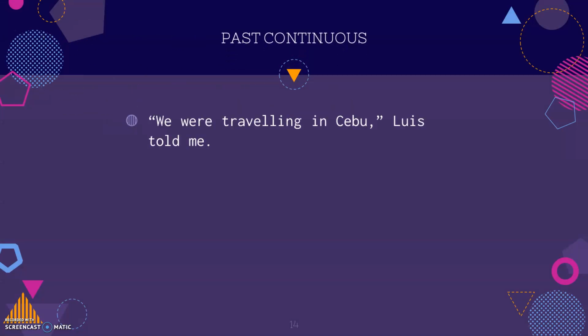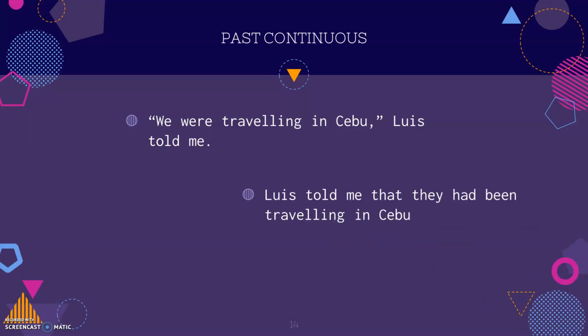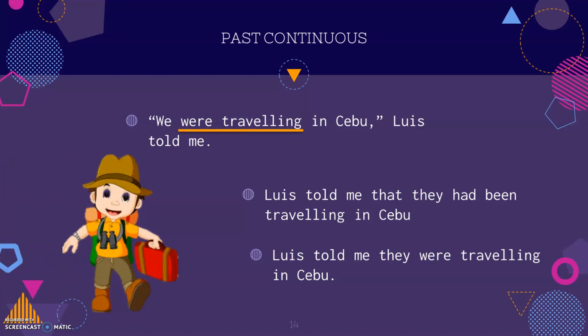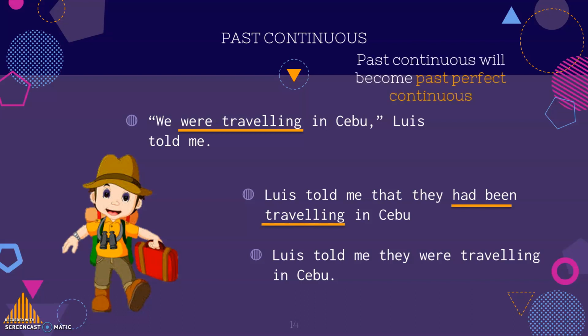For past continuous tense, "We were traveling in Cebu," Louise told me. This will be changed to "Louise told me that they had been traveling in Cebu." Or "Louise told me they had been traveling in Cebu." The verb were traveling is in the past continuous. This will be changed to had been traveling, which is in the past perfect continuous. The pronoun we will become they.